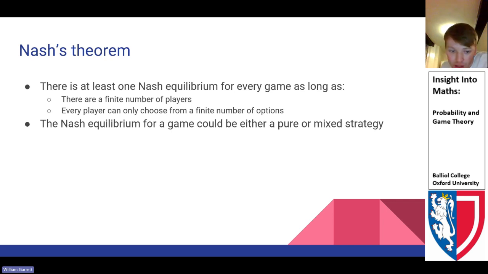So Mohammed says even chess. Well, let's check. Does chess have a finite number of players? Yes, it has 2 players. At each point, can you only choose from a finite number of options? The answer is yes. So chess has an optimal solution. What we don't know is who wins in that optimal solution.